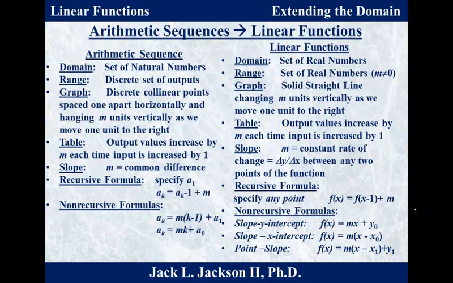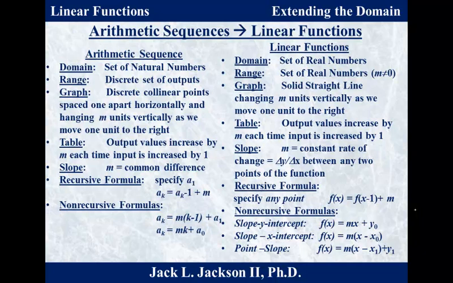So, in an arithmetic sequence, again, the graph was discrete collinear points. The points were all in a straight line, but it wasn't a connected line because they're all spaced apart one horizontally with nothing in between, but they're also spaced vertically m units. So as we move from one point to the next, we're moving to the right one, and we're moving up or down m units. If m is positive, we're going up. If m is negative, we're going down.